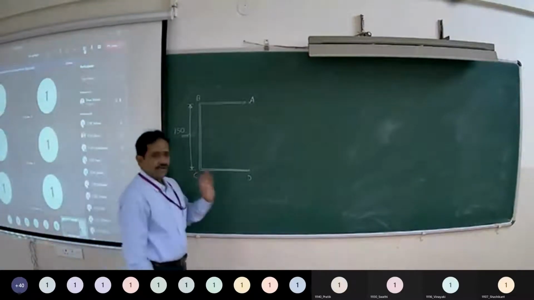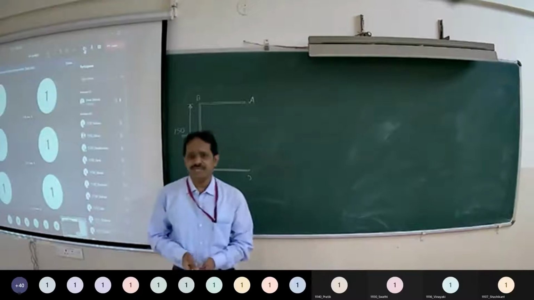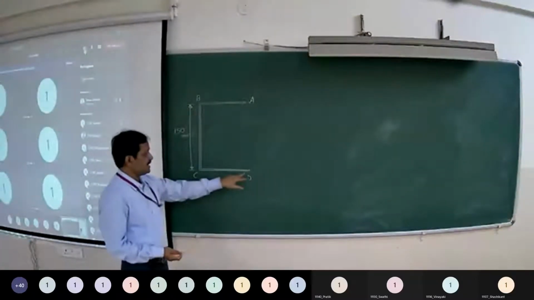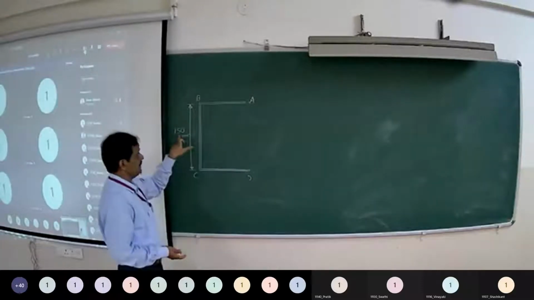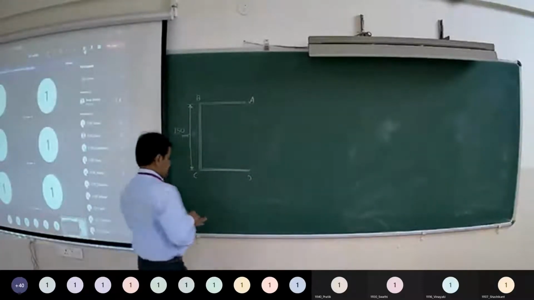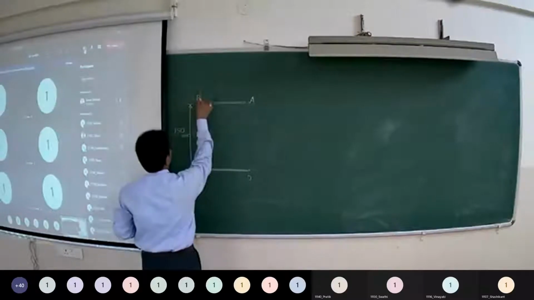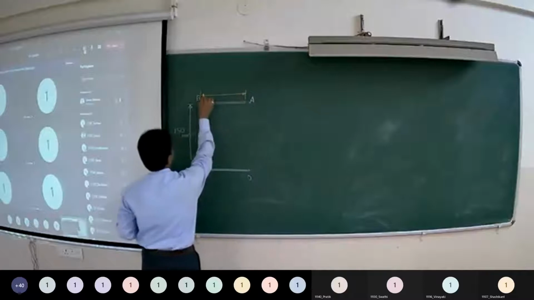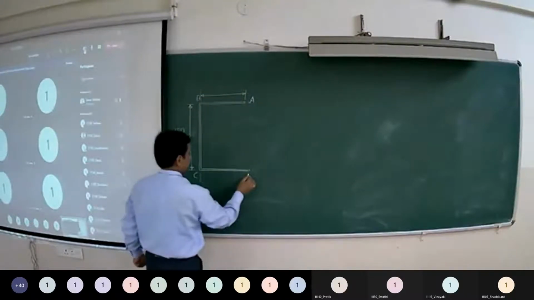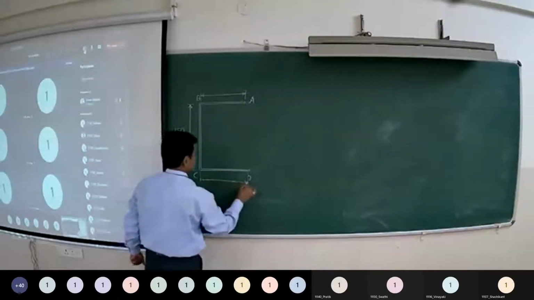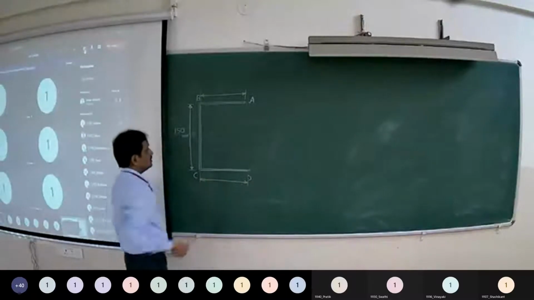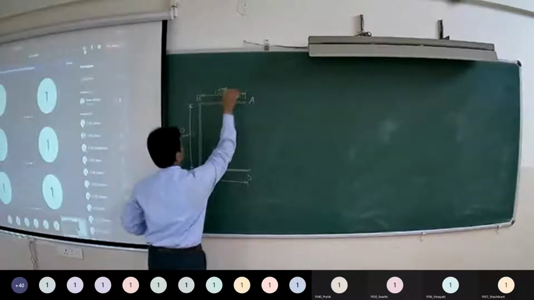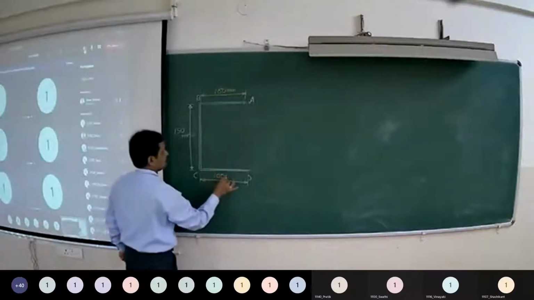See, the total length of the wire is given as 350 millimeters and it is bent into the shape of a letter C of height 150. So can you tell me what are the dimensions? What is the length of portion AB and CD? 100. 100. Right. 100 millimeters.